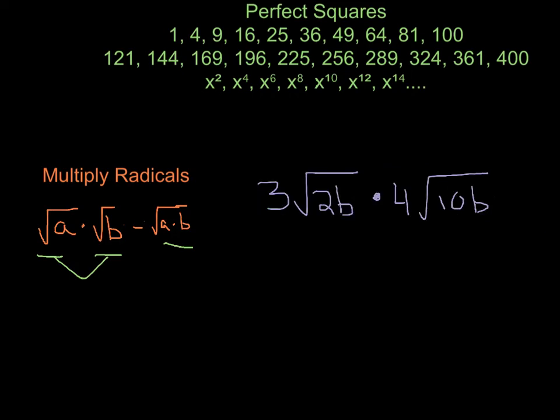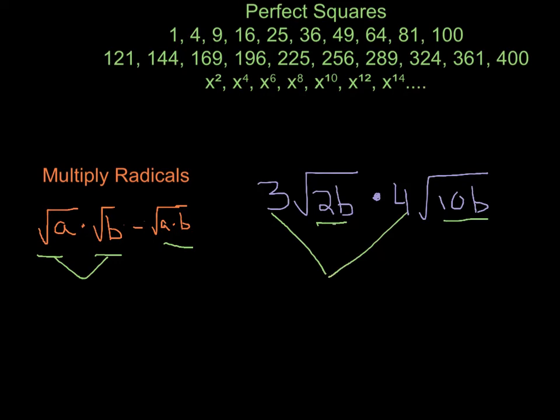Alright, last example of the lesson. 3 times the square root of 2b times 4 the square root of 10b. So we have numbers that are outside of the square root. We have numbers and variables inside of the square root. So if you look at our rule, that only applies to things underneath the square root. So we can multiply 2b and 10b together. And then the 3 and the 4 are just regular old numbers on the outside that you can multiply together.